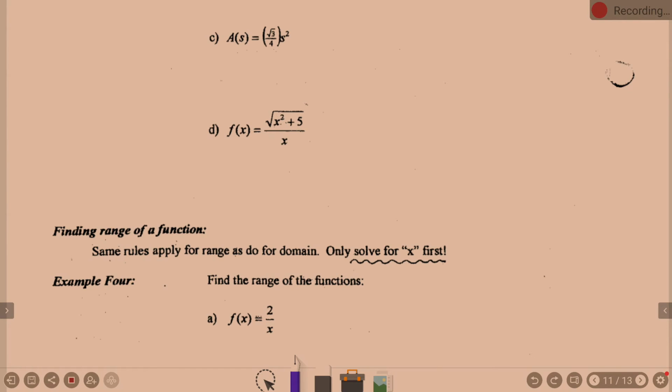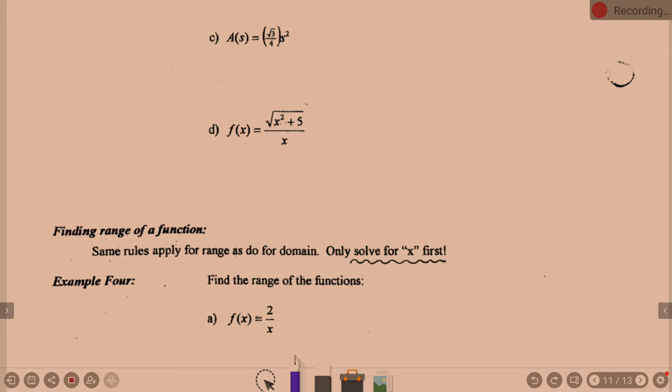C. A of S equals square root of 3 over 4 times S squared. Thoughts on the domain? Normally I would say X values. In this case, it's going to be what? S values. What values can we not put into this equation?